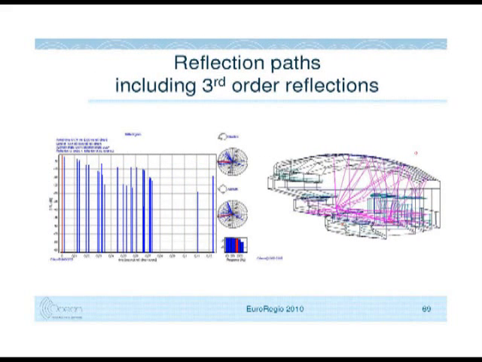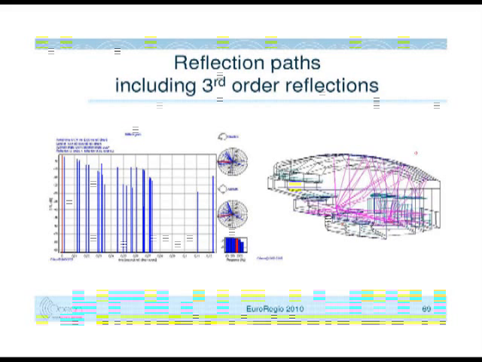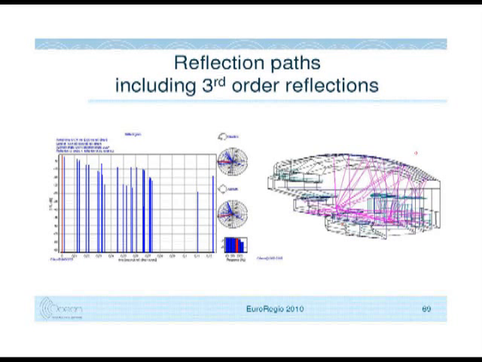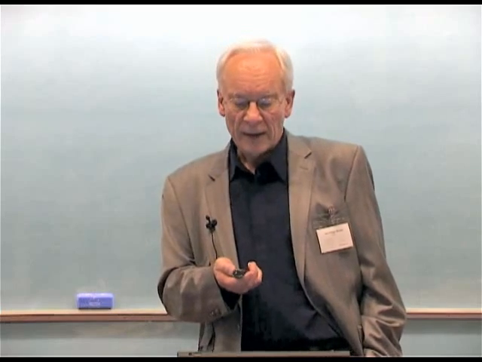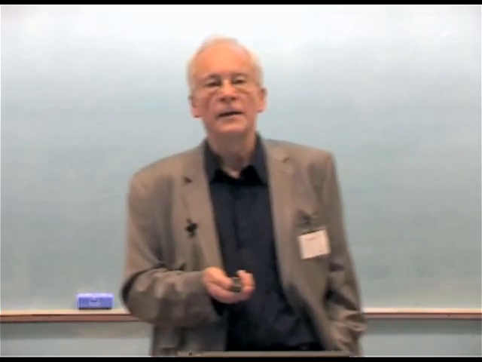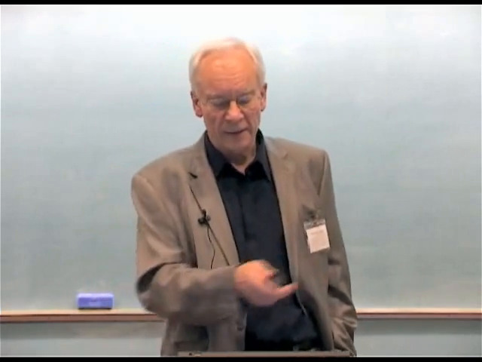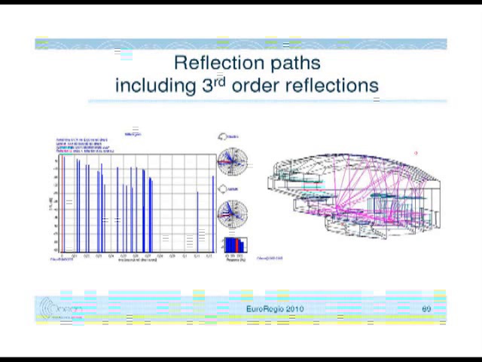For the early reflections, in this case shown up to the third order reflection, the image source method allows us to show the reflection path between source and receiver. And each reflection path corresponds to a line in the reflectogram here on the left side, which is a very good tool to analyze early reflections in a room.